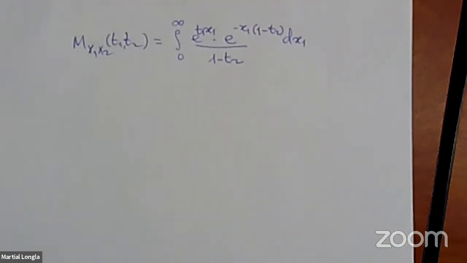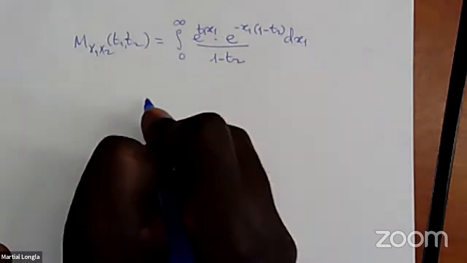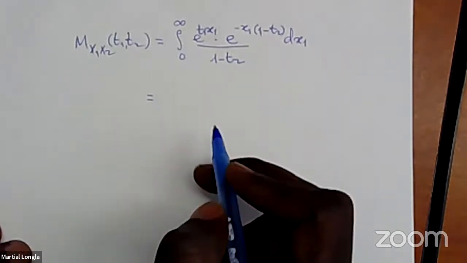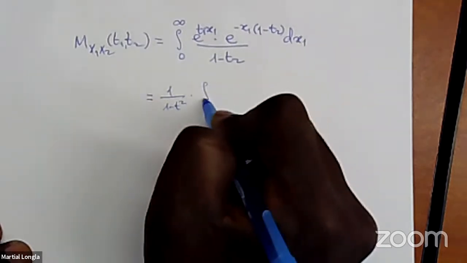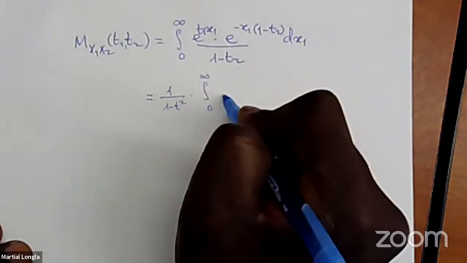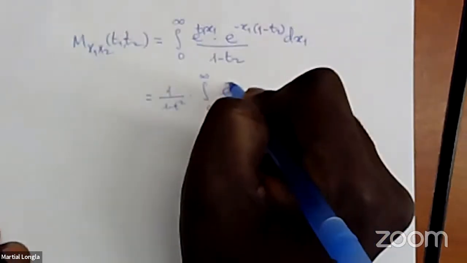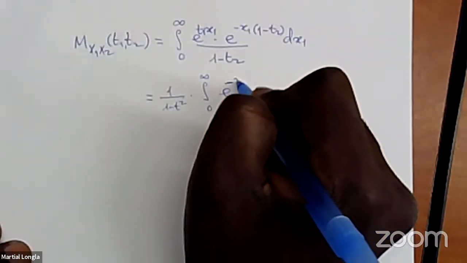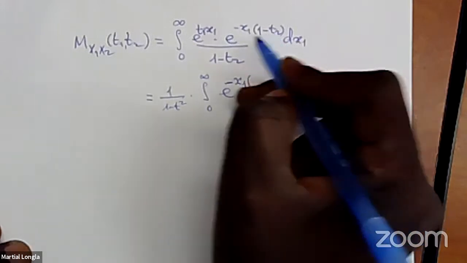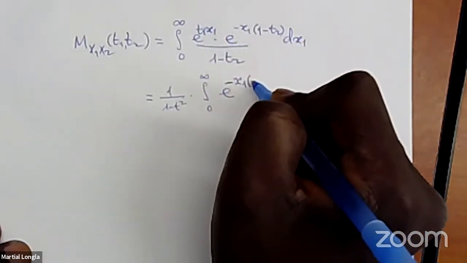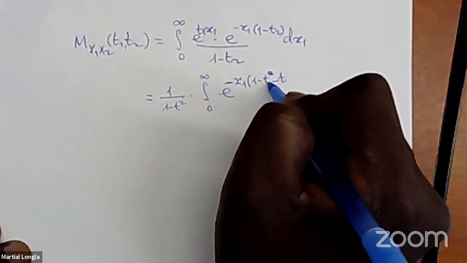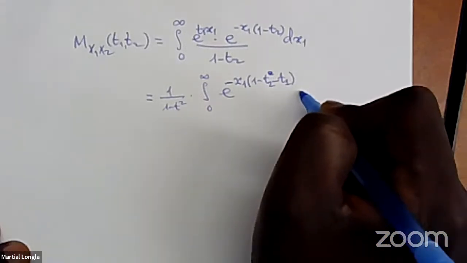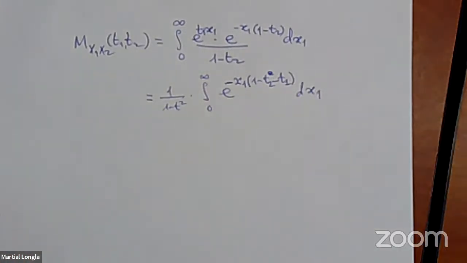And then next what we do is we use the same rules to compute this other integral. So that's equal. We can take out the 1 over 1 minus t2 and now integrate from 0 to infinity. We can use the same principle, put a negative sign out there, negative x1, and then we are left with 1 minus t2 minus t1. Oh, that's not t squared, but t2, okay? dx1. Everybody agrees with that?